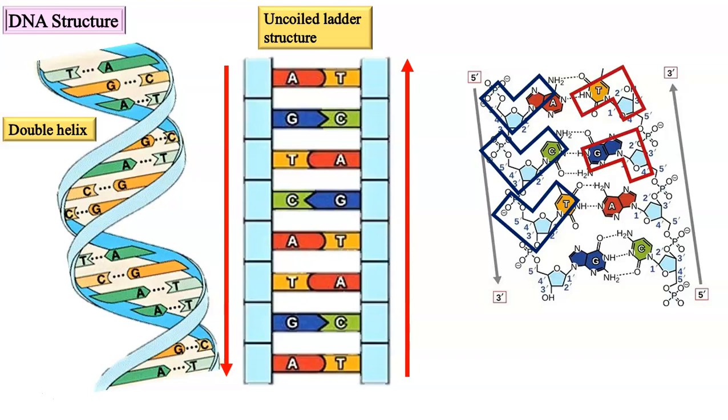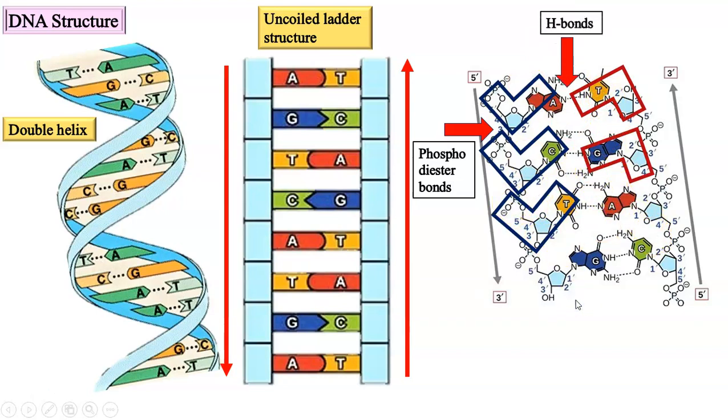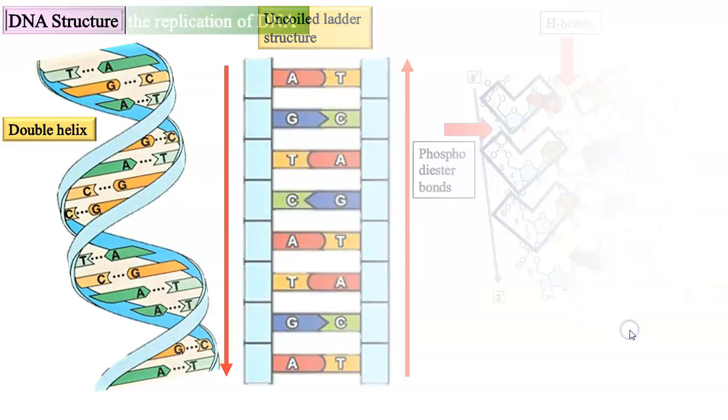These nucleotides of each strand are connected by phosphodiester bonds, whereas these two strands are connected to each other by hydrogen bonds. First, we will understand a rough outline of the process.